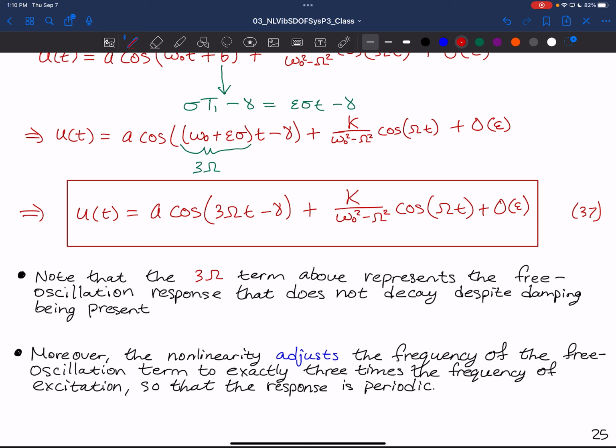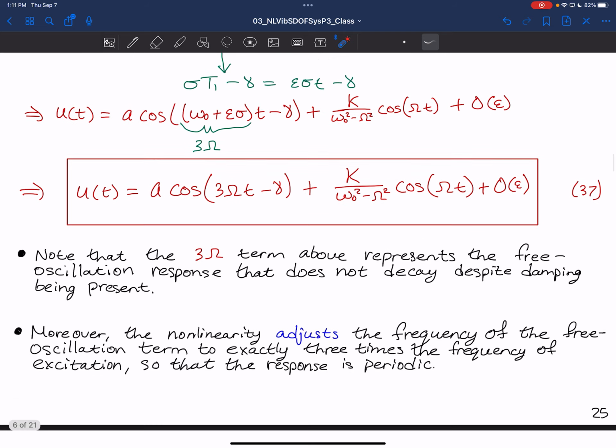So unlike the non-resonant case where we had some decaying exponential term in front of the free oscillation, or this term right here, there's no exponential decay here, meaning that this term does not decay, but it does represent the free oscillation of the system, oscillating at that linearized natural frequency. But it will not decay despite the fact that we have damping, which is contrary to the linear system where this transient response or free oscillation would decay.